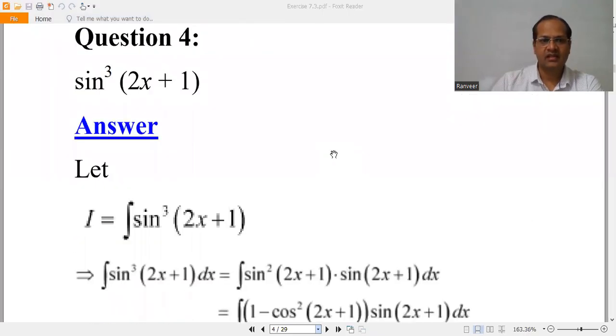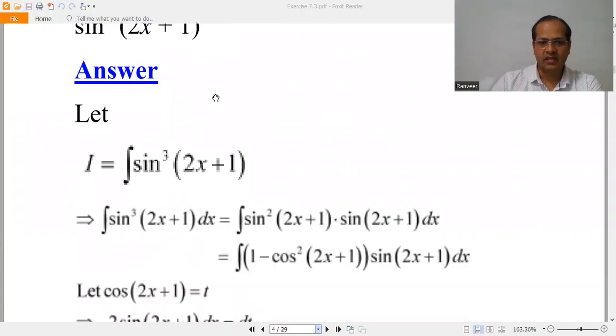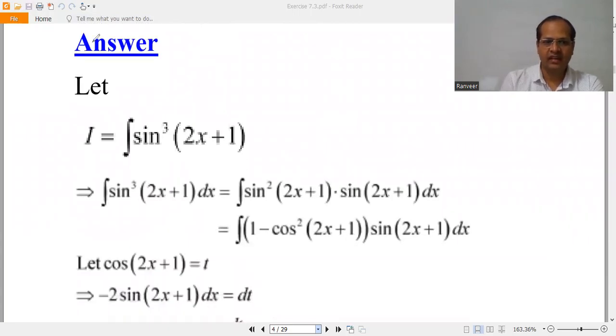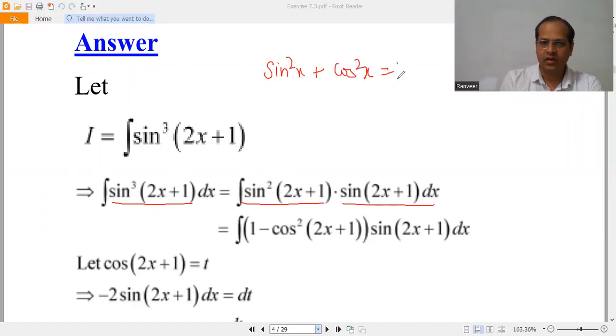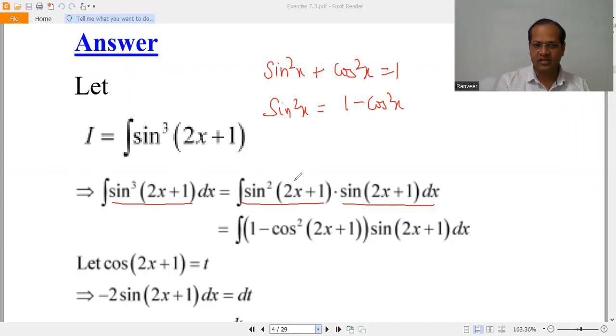Next question, sine cube 2x plus 1. So this we can write in this way, sine cube 2x plus 1 we can write as sine square 2x plus 1 times sine 2x plus 1. Now sine square x is nothing but 1 minus cos square x, because we know the formula sine square x plus cos square x equal to 1. So we can write sine square x equal to 1 minus cos square x. So here in place of x, this is 2x plus 1. So 1 minus cos square 2x plus 1, and this is cos 2x plus 1.